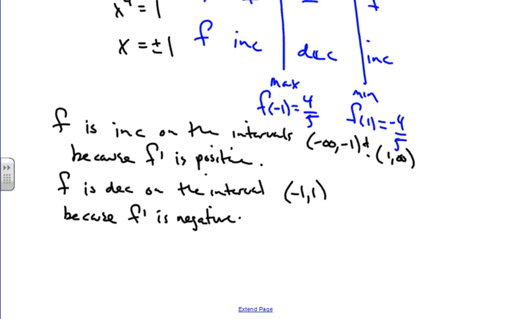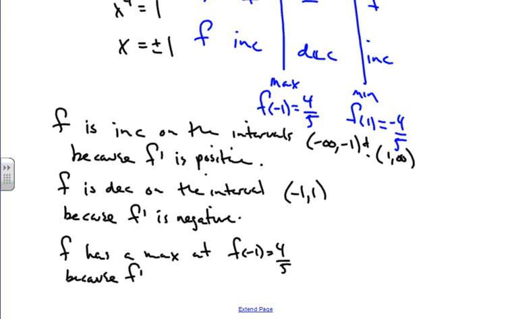We can go a little bit farther, and we found out that f has a max at f of -1 equaling 4/5, and that is because, what do we see? We found that f prime changes from positive to negative.